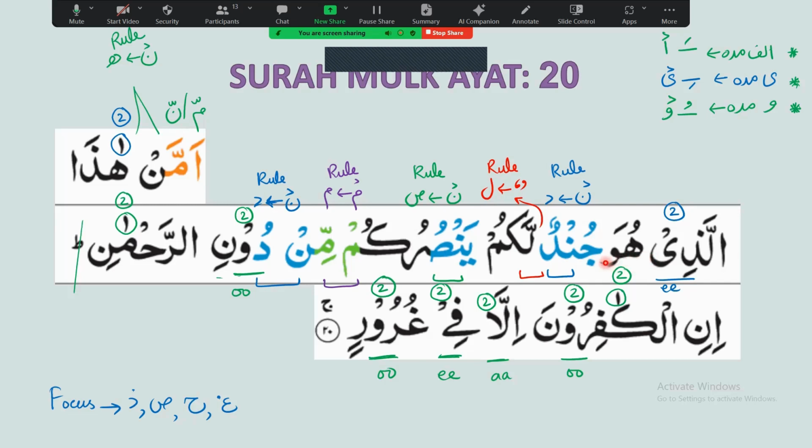Huwa judun lakum. Jim letter here, ju. Judun lakum. So you see a noon sakin here. Let's see the next letter, which is dal here. So the rule says that this is ikhfa here, right? Ikhfa means hiding the sound of noon sakin, noon letter here, because the next letter is from the 15 letters on which we do ikhfa. And we hide the sound and say jundun. I'm not saying jundun. I'm saying judun lakum.